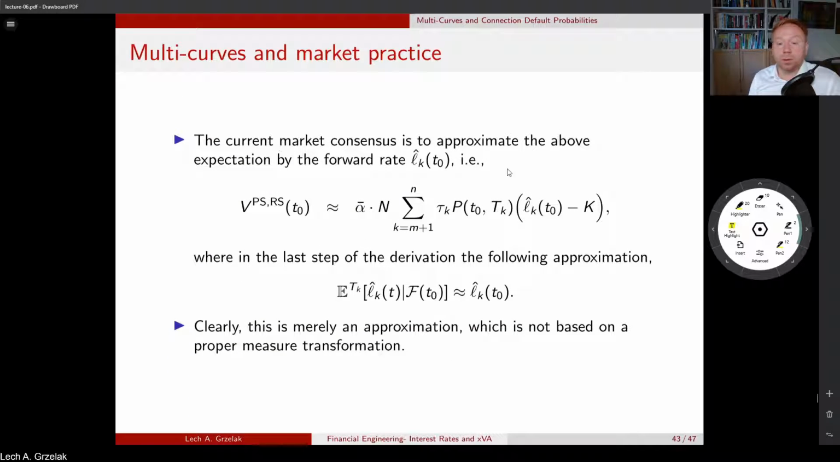So this expectation, how it is computed, is essentially approximated by this risky LIBOR as we see today. However, it's not completely correct, because this is a different martingale measure from what we would have under the T-forward measure, which is risk-free. So this is some kind of approximation that is accepted by the market.